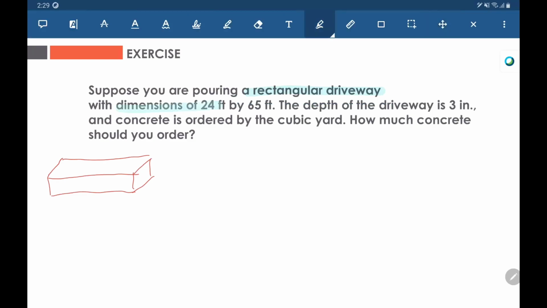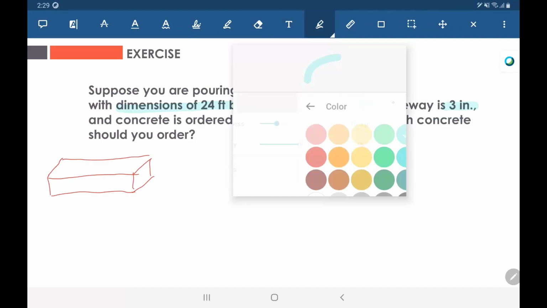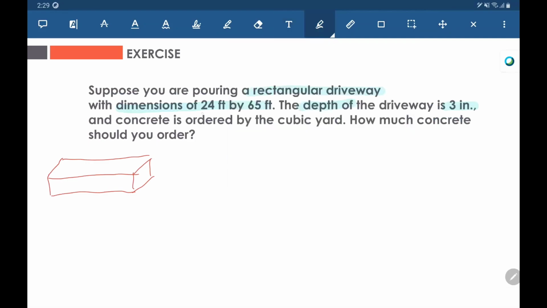The depth of the driveway is 3 inches. And the concrete is ordered by the cubic yard. This is the cubic yard. How much concrete should you order? Okay.